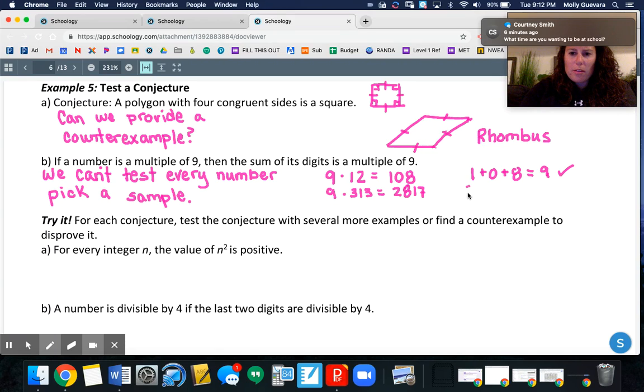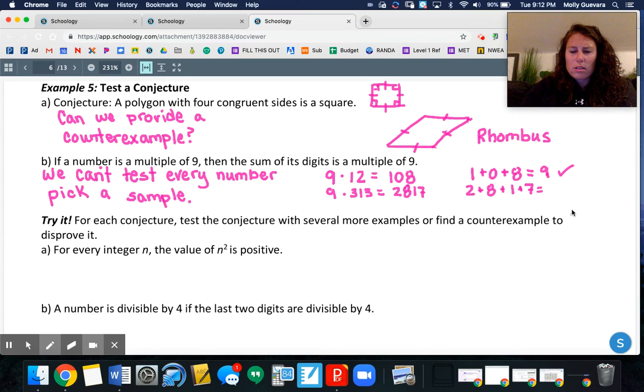So if I add up all those digits, 2 plus 8 plus 1 plus 7 equals, right? 2 plus 8 is 10, plus 1 is 11, plus 7 is 18. Is 18 a multiple of 9? Yes.